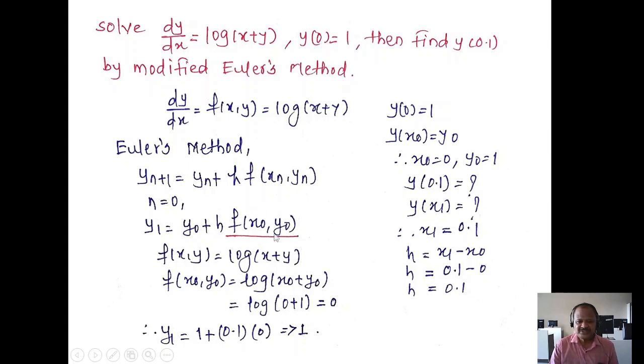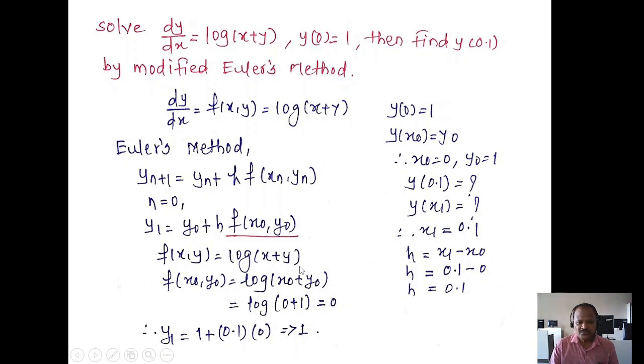Now to find this function, how to find it? First you have to write the given function: f of x comma y is equal to log of x plus y. We know the values of x0 is 0 and y0 is 1. So you can put in this equation log of 0 plus 1 is equal to 0. Now in the calculator you have to take ln. So ln 1 is 0.